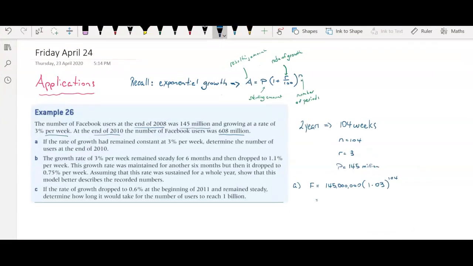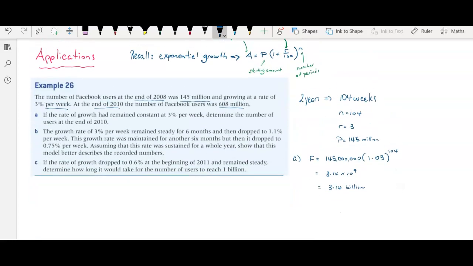Right, so this answer is 3.14 times 10 to the power of 9. Now, 10 to the power of 9 is billion. So roughly 3.14 billion users if it had stayed at 3% per week. So clearly it had dropped, because 608 million were using. 3.14 billion would have been if the rate of 3% per week had stayed.